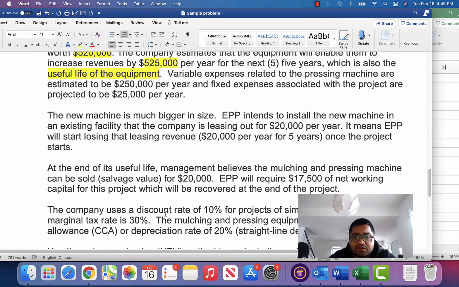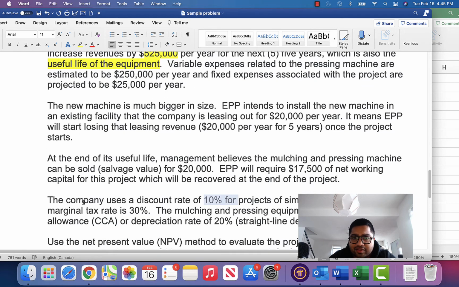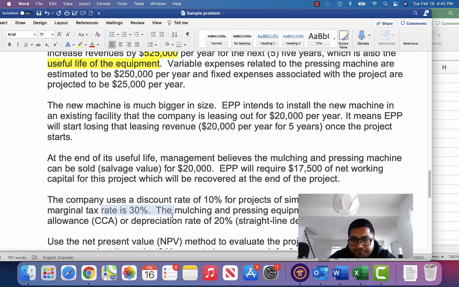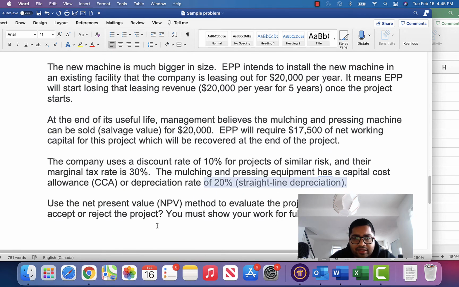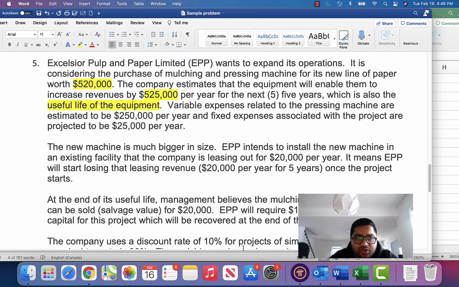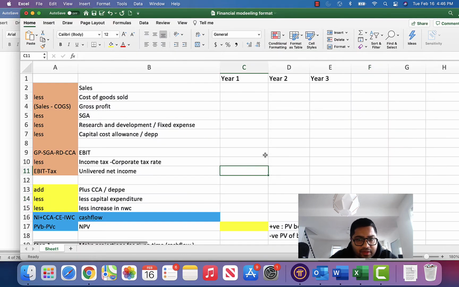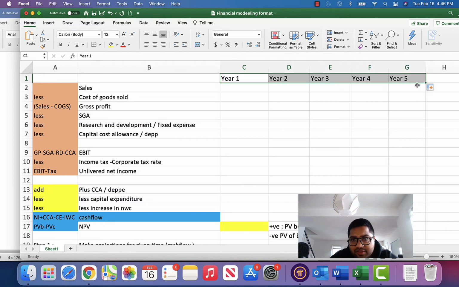The company uses a discount rate of 10% and their tax rate is 30%. The depreciation is at 20% straight line. Use the net present value to consider whether the company should accept the project or not. So let's start doing it. It is for 5 years, so we'll extend this to 5 years.